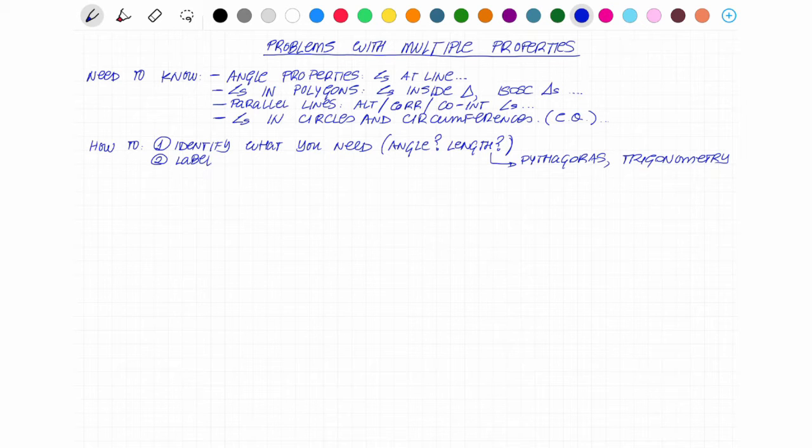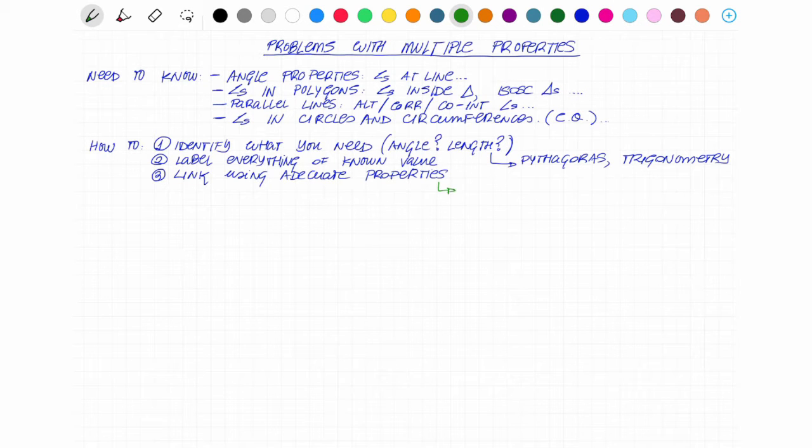Well, then you're going to, in your diagram, label everything of known value. And remember, known value does not need to be a number. It needs to be something that you know the value of by a property or because it's equal to something else. And then you're going to link these two things using the adequate property. And that's why you need to know them all, because you don't know which one you're going to need. Probably it's going to be more than one.